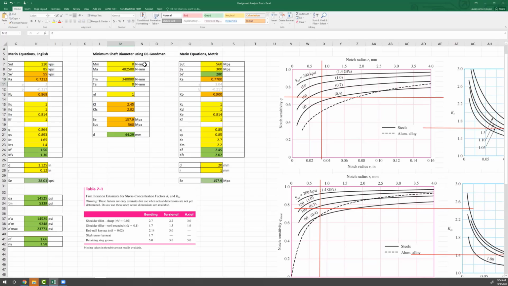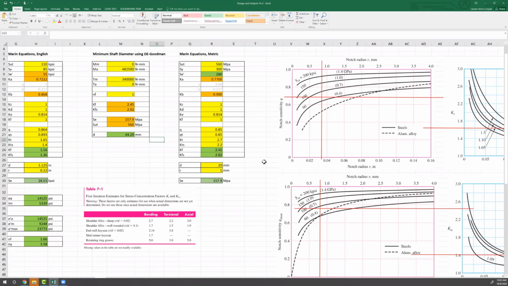No alternating torque. You'll notice that KF and KFS are automatically brought in from the procedure that we just did. And again, I use orange to show me that I have intermediate values. Then the modified endurance limit is brought in, and the ultimate tensile strength is brought in from this cell over here. So a lot of this stuff in equation 7-8 is recycled from what we've already entered, but this is a different routine. Now we're trying to get a better guess for our diameter. So 44.29 millimeters, that's quite a bit different from our initial guess of 20 millimeters.